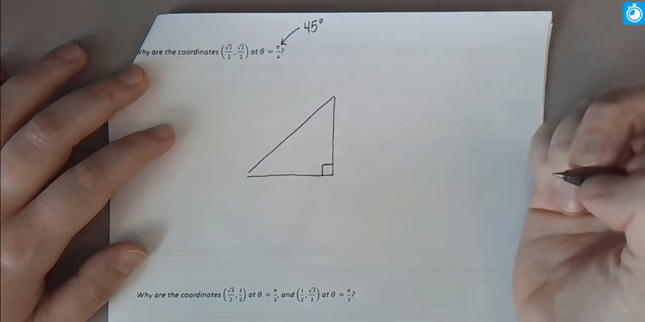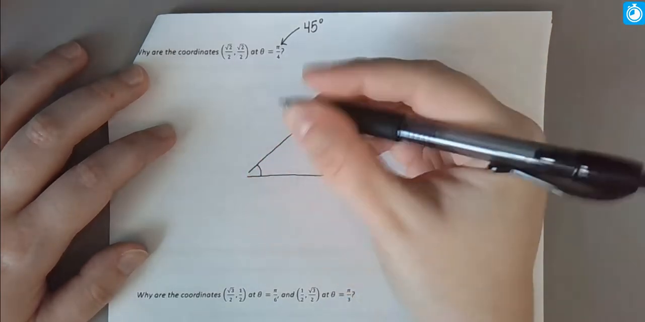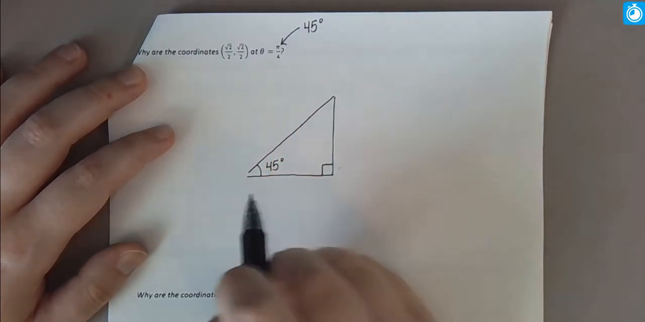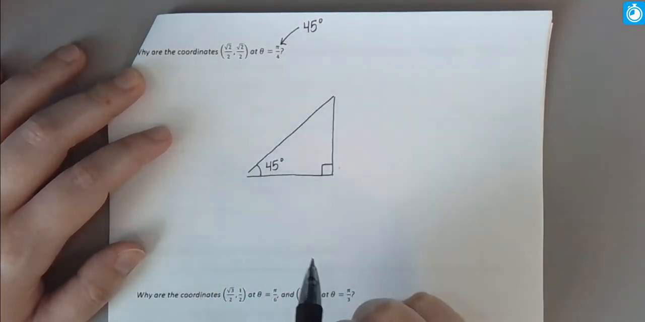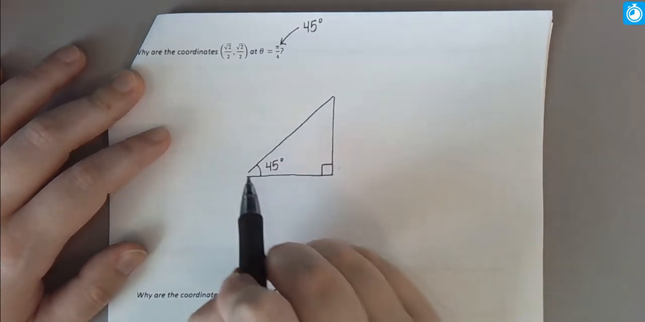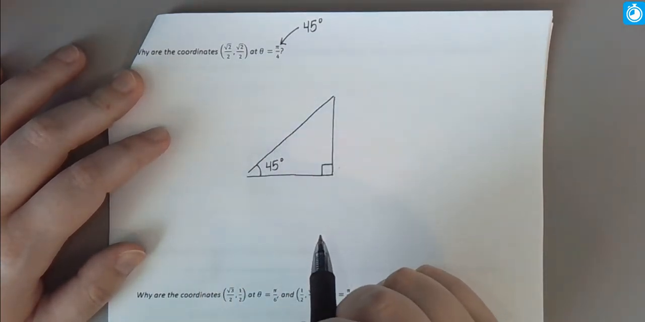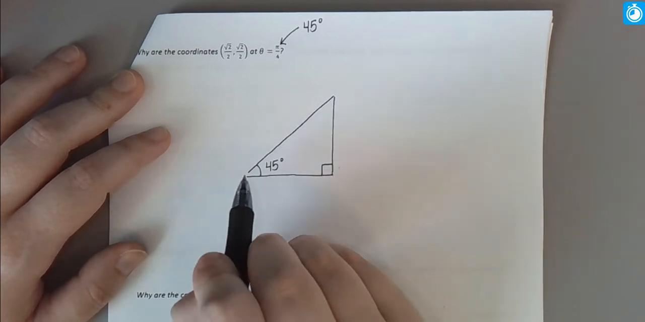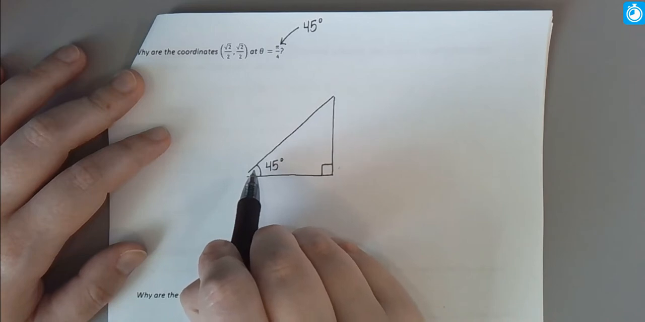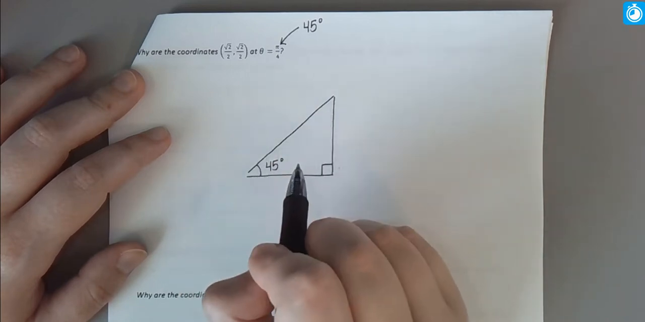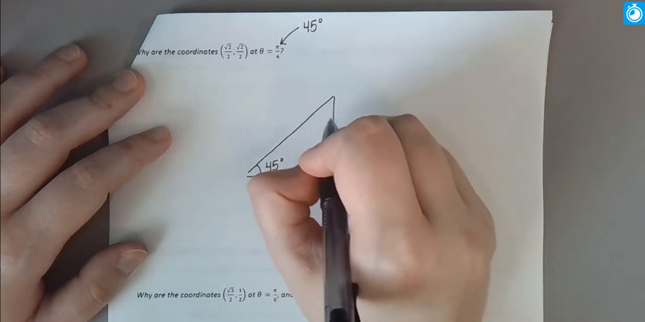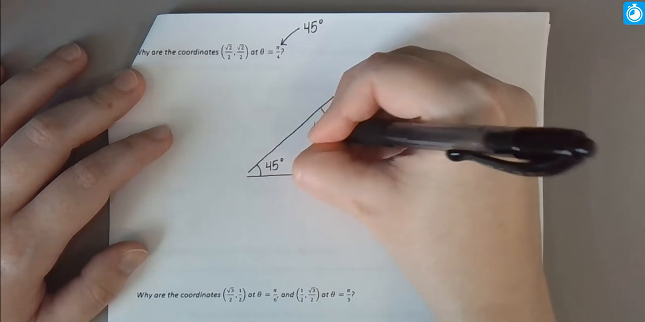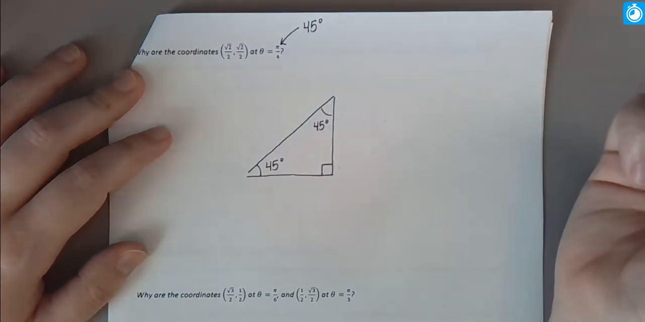So here's our right angle, and this is the angle in question, and we're going to say that this is a 45-degree angle. Well, if this is a 45-degree angle, what do we know about the other angle? We know that all the angles in any triangle have to add up to 180 degrees. So we have 90 degrees and 45 degrees, which takes us to a total of 135. What would we need to add to get 180? This would also have to be a 45-degree angle.